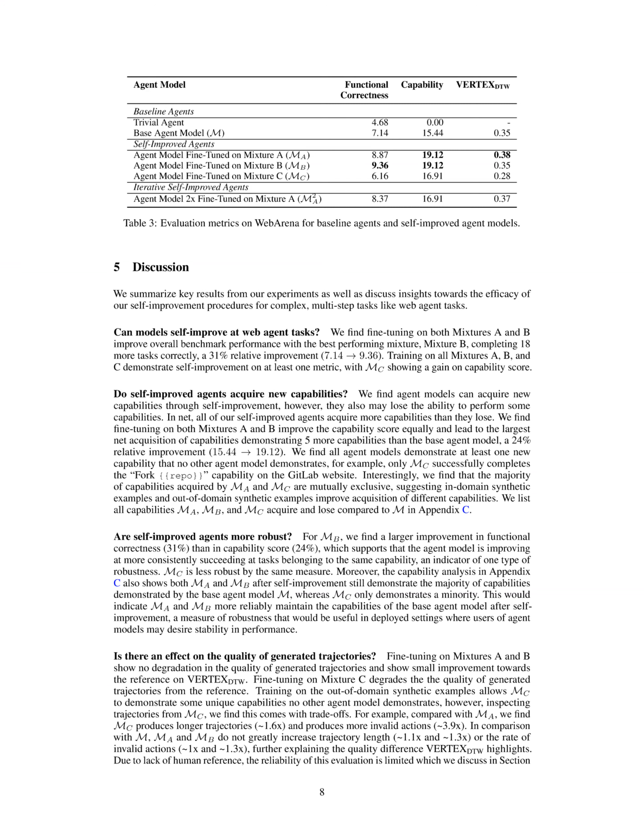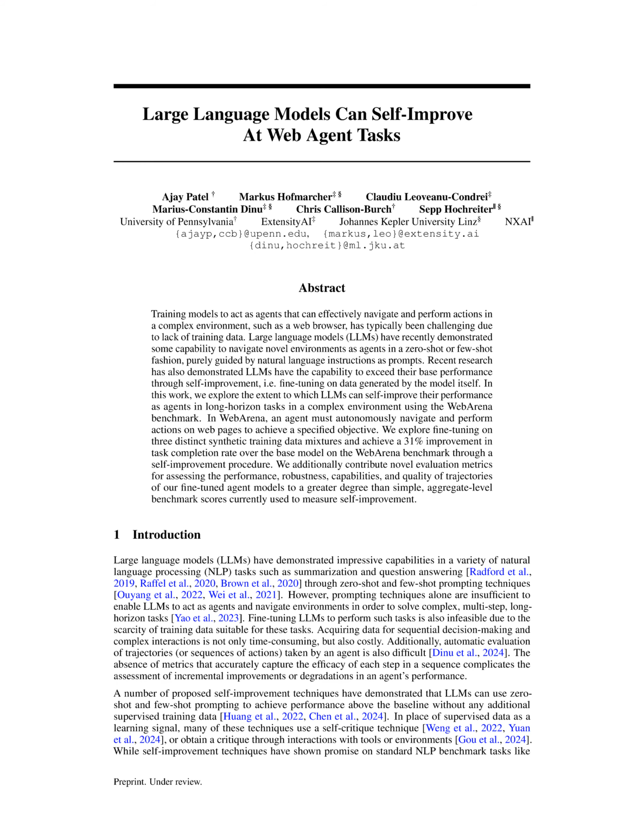Additionally, fine-tuning on mixtures A and B improved the capability score equally and led to the largest net acquisition of capabilities, demonstrating 5 more capabilities than the base agent model, a 24% relative improvement. All agent models acquired new capabilities through self-improvement, with some models demonstrating unique capabilities not seen in other models.